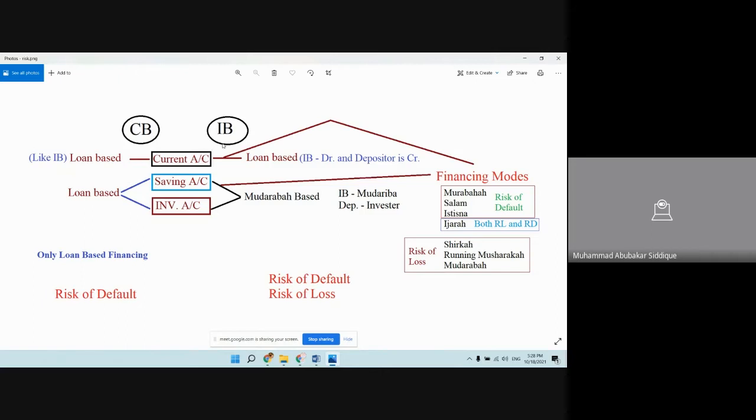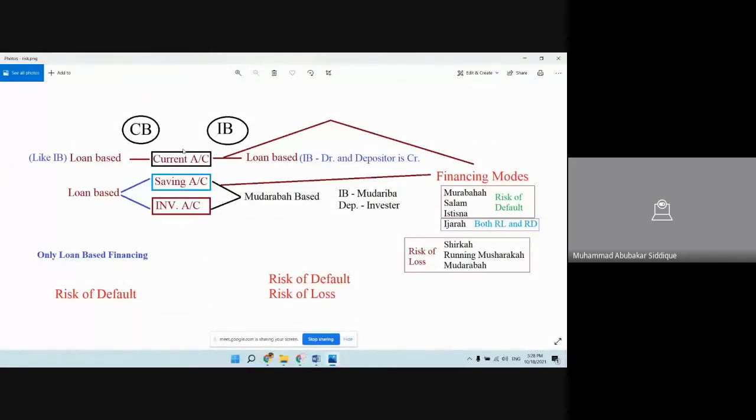But when the client gives their money through a current account, Islamic banks do not deal in interest. They cannot invest that money in any illegal or prohibited activities. That is why the Sharia scholar says that opening a current account in Islamic banks is permissible. This is the big difference between conventional banking and Islamic banking regarding the current account.